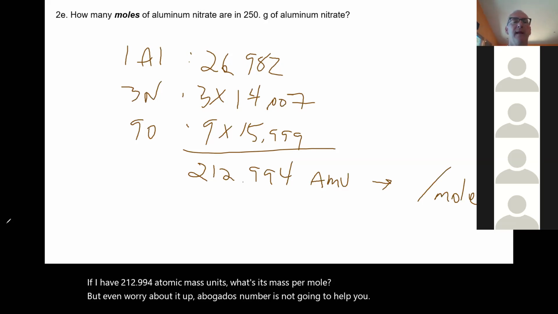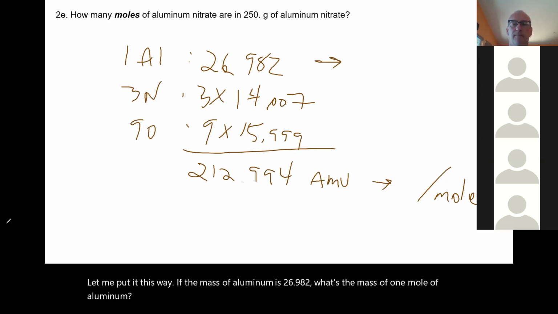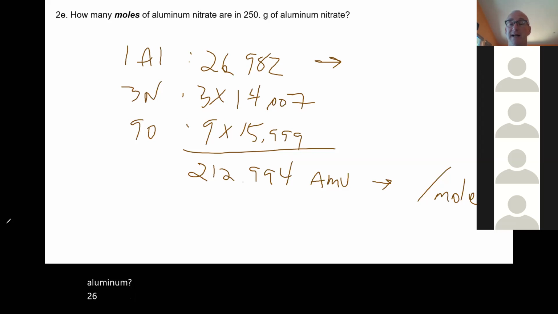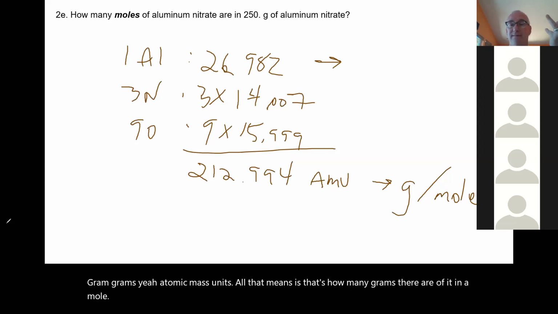Let me put it this way. If the mass of aluminum is 26.982, what's the mass of 1 mole of aluminum? 26.982 what? Grams. Yeah. So atomic mass units, all that means is that's how many grams there are of it in a mole. And so that's the important thing to take away.